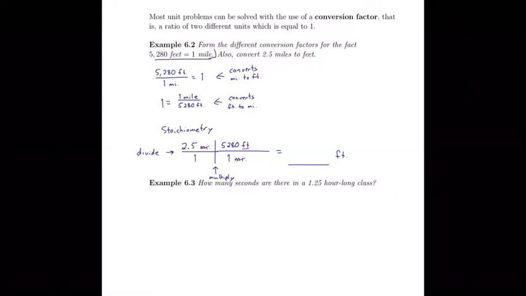To complete this, we just multiply 2.5 times 5,280, and that'll give us the result. When we plug that into a calculator, the answer we get on the left-hand side is 13,200, and of course that answer's in feet. So I'll go ahead and box this up. We converted it from miles to feet. Good. The next problem.